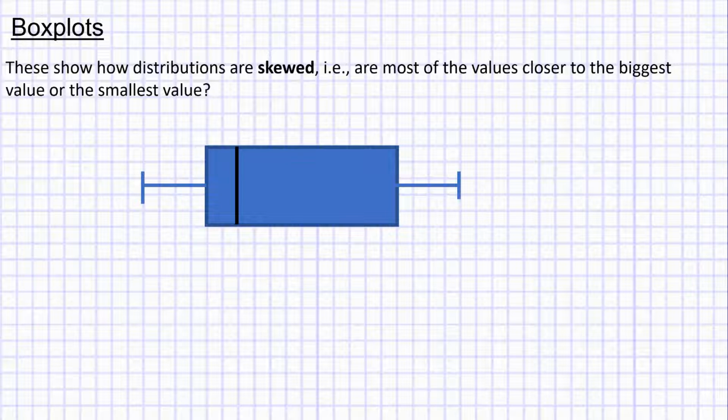And on the other end you have this kind of distribution. This is a positive skew, where the median is more towards the lower end of the distribution. So half of the values approximately are at the lower end of the distribution.